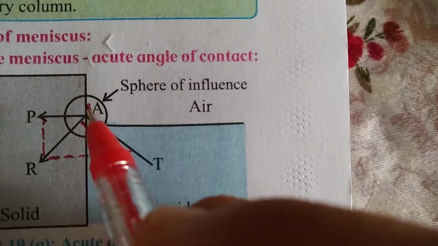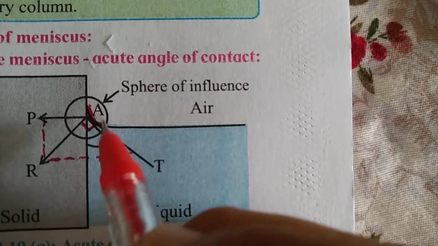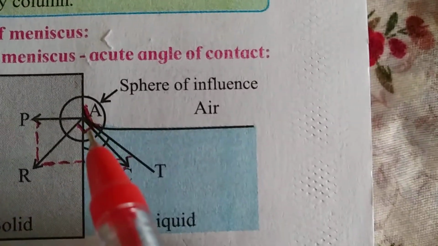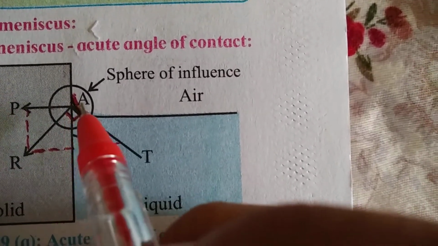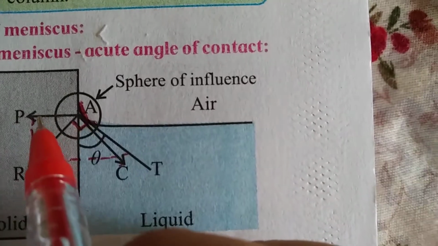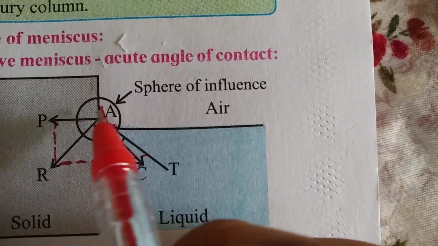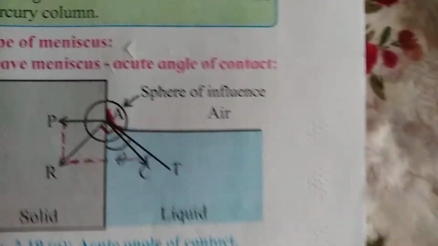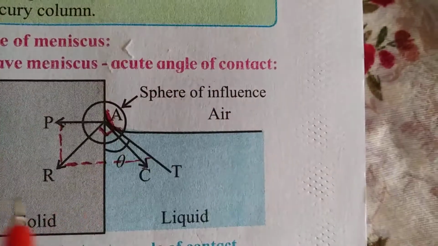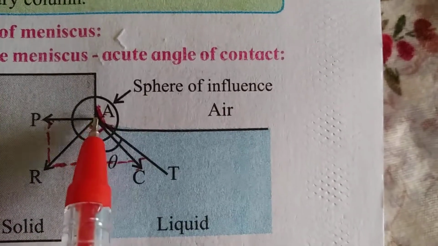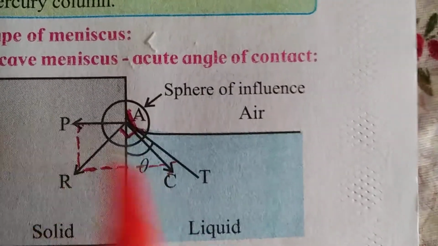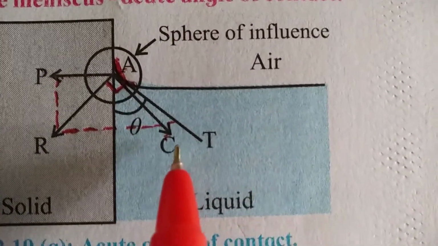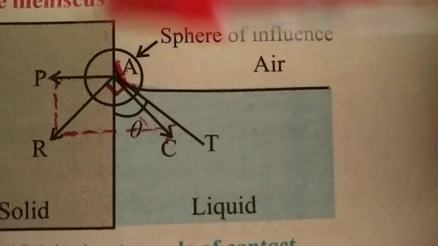Now at this point A, if we consider there is one molecule at this point, that molecule has a number of forces acting on it. There is an adhesive force due to this wall of the container, represented by AP. Then it has a cohesive force due to the liquid molecules, which is represented by AC. Adhesive force due to point P is denoted by AP. Cohesive force due to the liquid is denoted by AC.